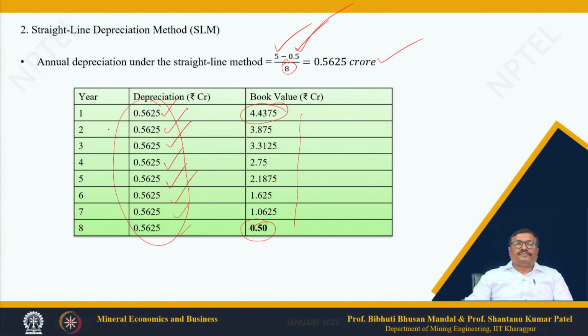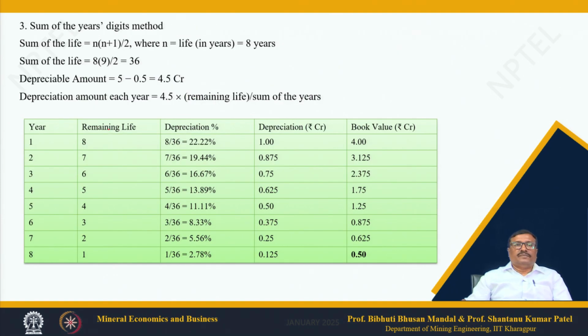Now, we are going to another method, the sum of the years digit method. The multiplier, the factor that we use for calculating the amount of depreciation, has the numerator as the remaining life, divided by the sum of the number of years. So, that is the factor that we use.